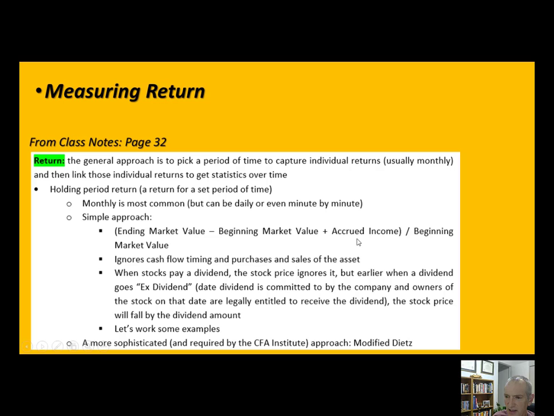But let's talk about this issue of accrued income when we're talking about stocks. We're only going to do holding period returns for stocks. We're not going to do them for bonds. I'm hoping you'll see that in your accounting class. But for stocks, what is the accrued income for stocks? Stocks pay dividends.